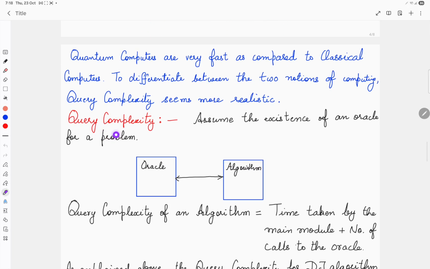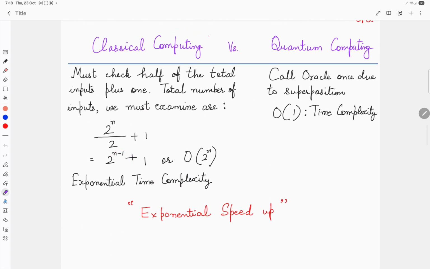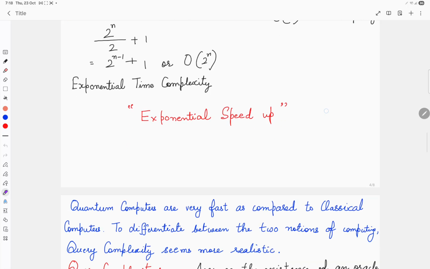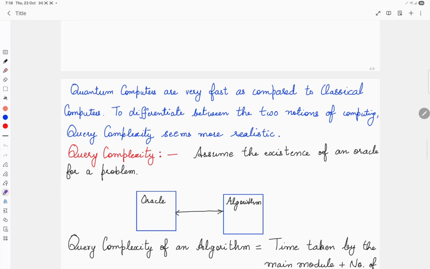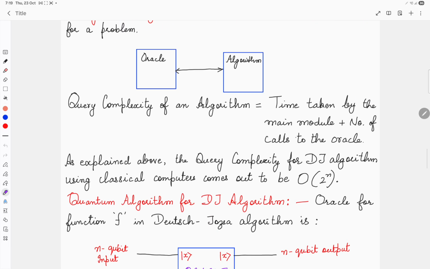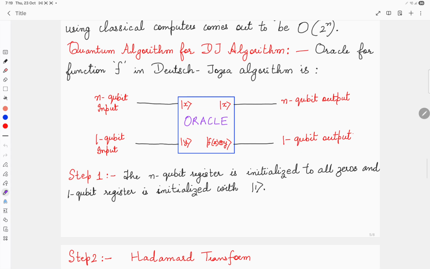So the query complexity is one of the types of complexity. This is the oracle and this is the algorithm. If we make one call to the oracle, that will be treated as one query, right? So just as I was explaining, classically we will have to make half plus 1 queries to the oracle to find out whether the function is constant or balanced, right? So this is the quantum oracle, similar to the Deutsch algorithm.